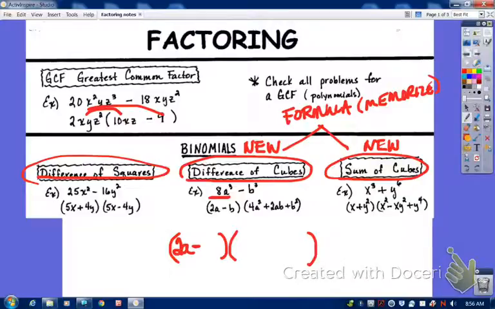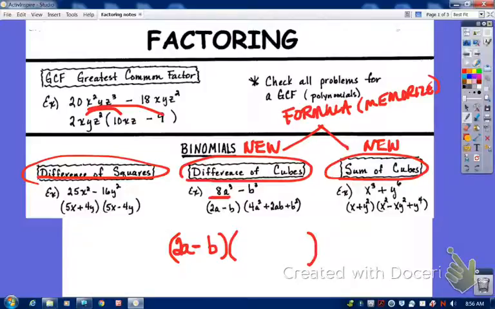You take the cube root of b to the third. What times itself 3 times is b to the third, or what's the cube root of b to the third? That's saying the same thing. b. All right, that's how you get your binomial. You take the cube root of 8a cubed, which is 2a. Bring down your sign, which is minus. You take the cube root of b to the third, which is b.